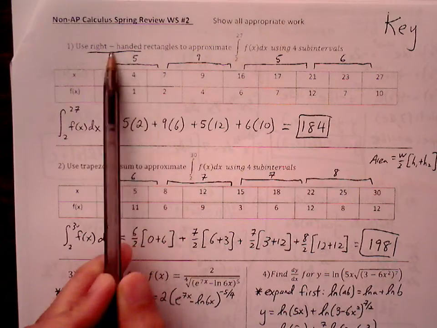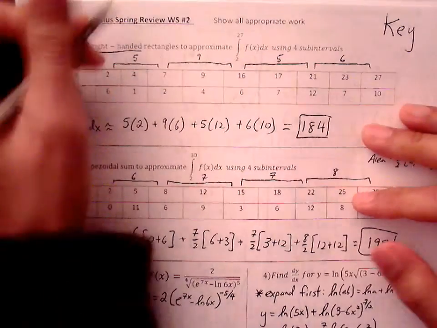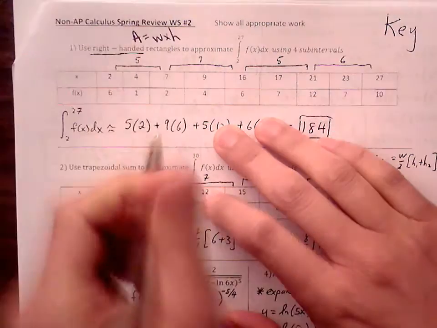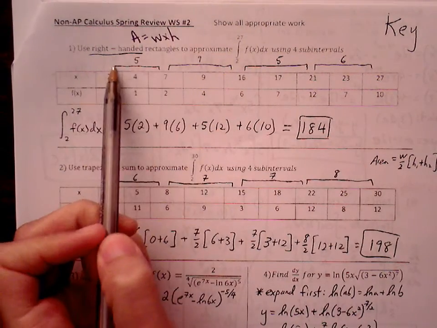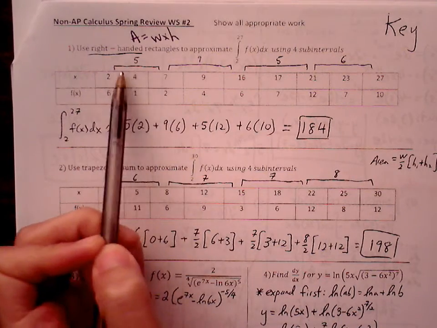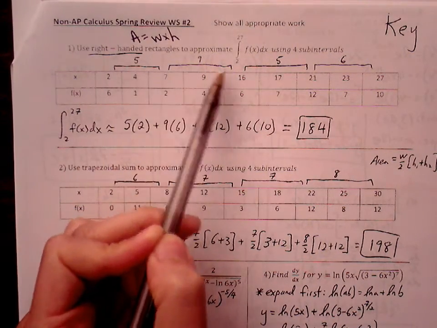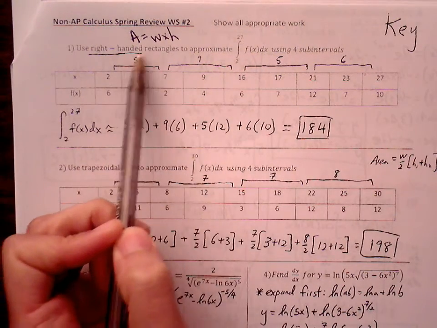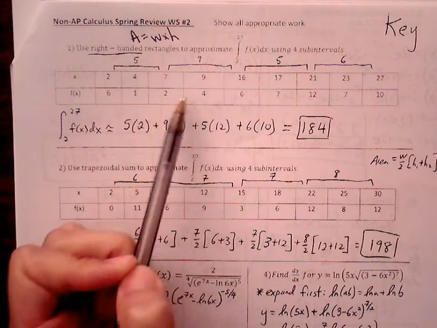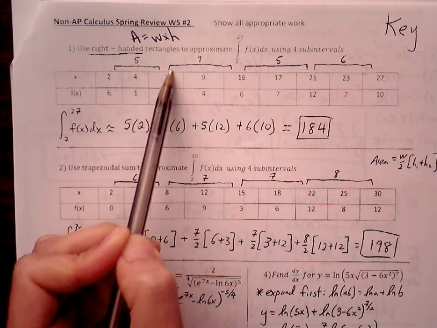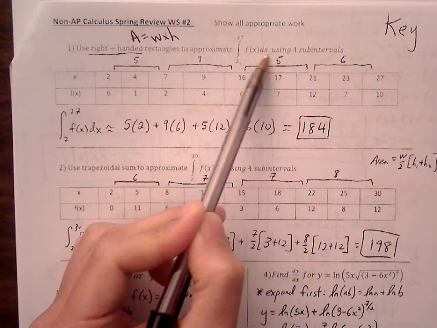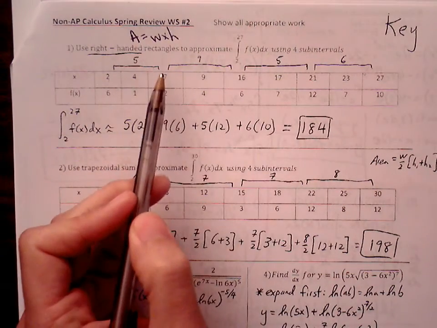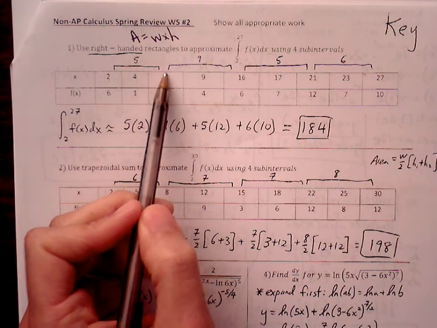So rectangles take on the area formula of width times height. So the width, first off, the width is going to be each subinterval. Make sure that we see the same number of ordered pairs. Because we're spanning all the way from 2 to 27, we're going to make each subinterval span across 3 different ordered pairs. And each subinterval is going to share the same ordered pair from the previous subinterval.